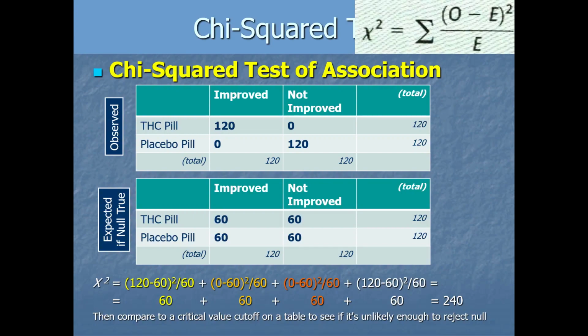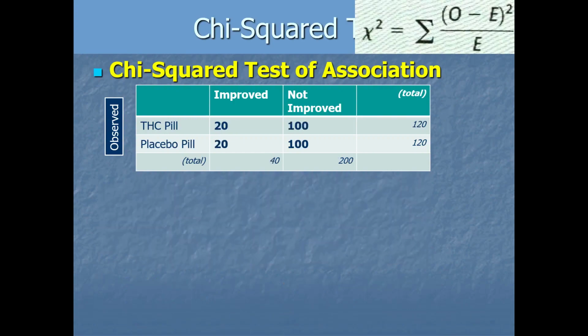But let's do this. Let's repeat the calculations when the data might look different than this. So imagine instead we got this data from our actual observed results. So I've put this in the observed table up here. 20 improved in each group, 100 didn't in each group.